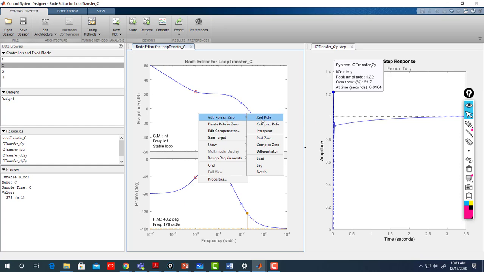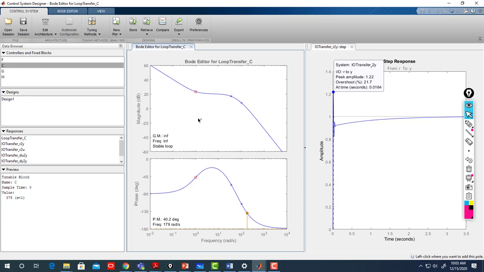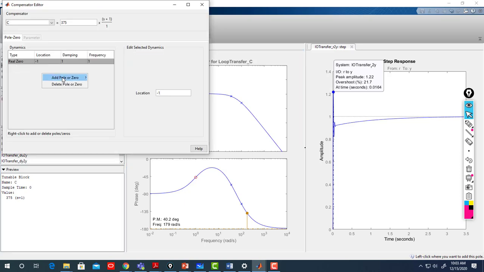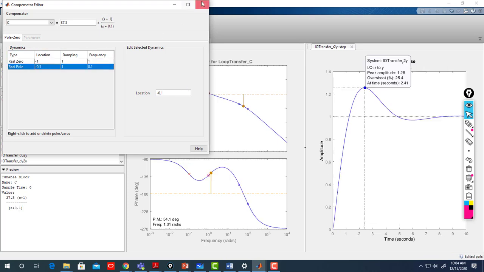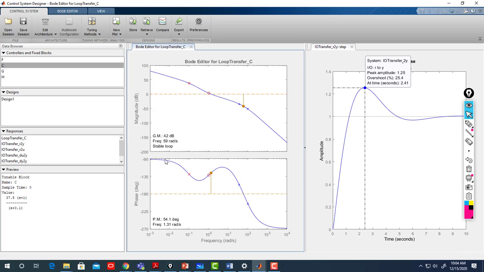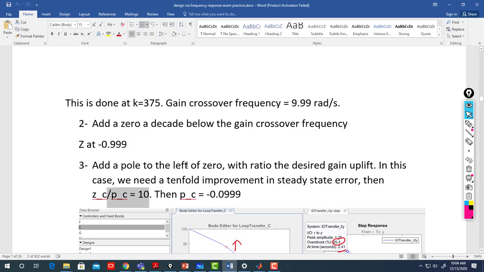So then I add a pole, add real pole now at 0.1. Pay attention, this is the 0. Here's the pole. Alright, so that's how we select the 0 and pole. You select first the 0 in this method, then you reduce the pole.